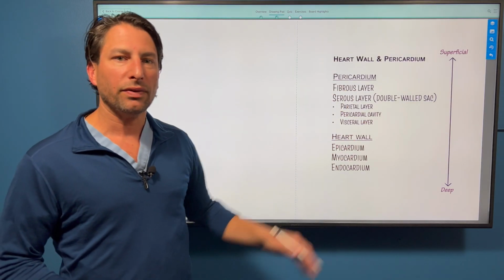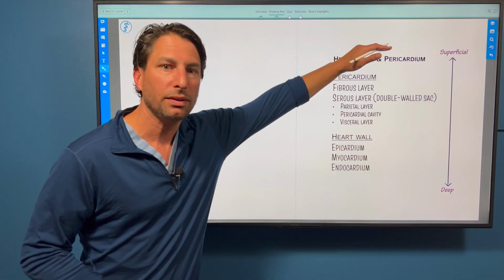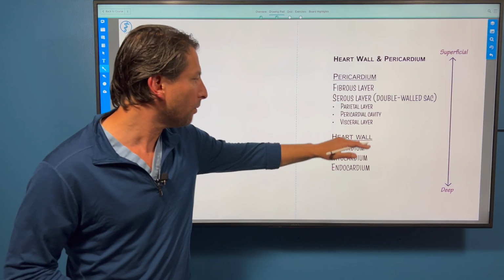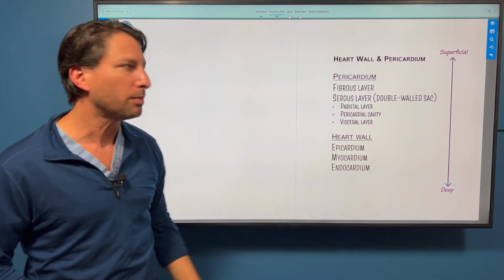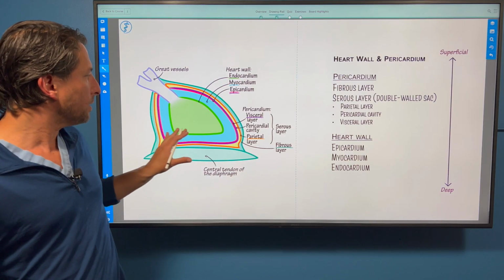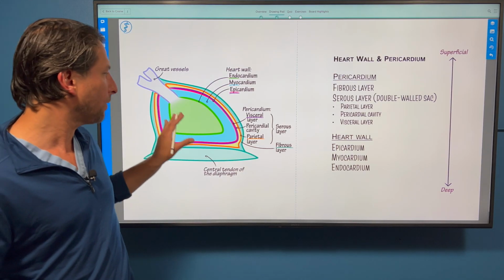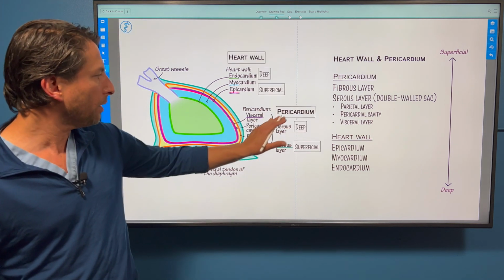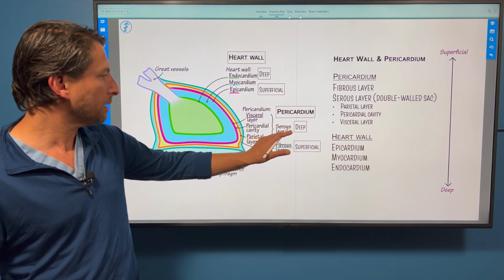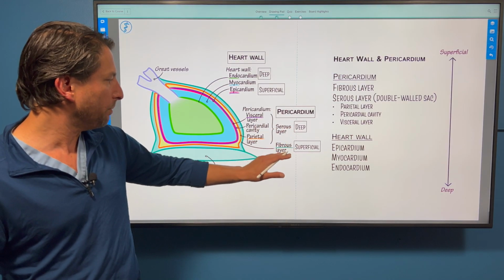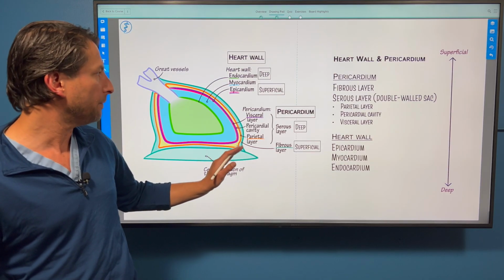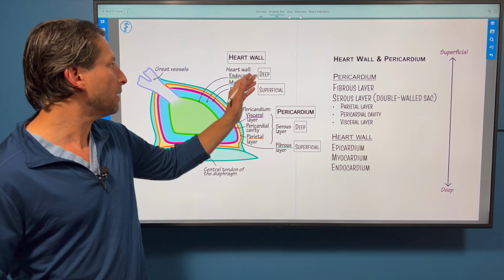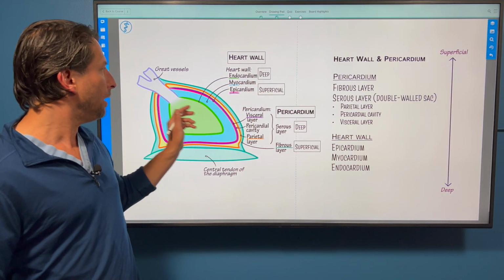For the heart itself, from superficial to the deepest layer, we have the pericardium on the outside, and then the heart wall, and these are the layers as they move from superficial to deep. So here is our diagram. Pericardium, again, this is the most superficial. We can also set this up so that we can see the serous layer here is deeper, most superficial out here is the fibrous layer, and then when it comes to the heart wall itself, the epicardium is superficial here, and the endocardium here is the deepest layer.